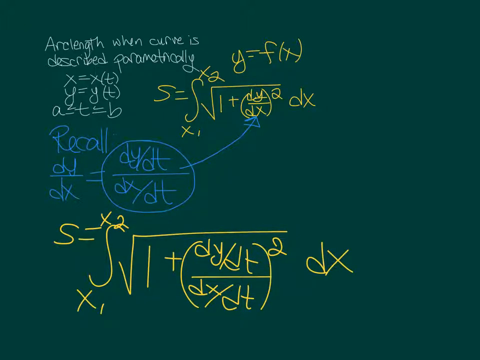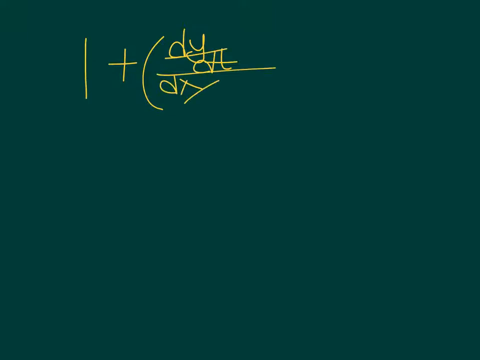Now, this is pretty messy because we have a fraction squared inside the radical added to 1. So what I'd really like to do is to combine those two terms inside the radical using a common denominator. Let's go to the slide. So we had 1 plus dy/dt over dx/dt squared. So let's replace this 1 with dx/dt squared over dx/dt squared.